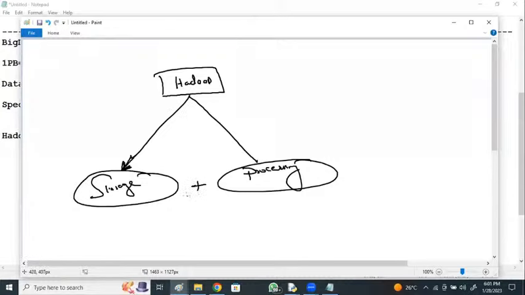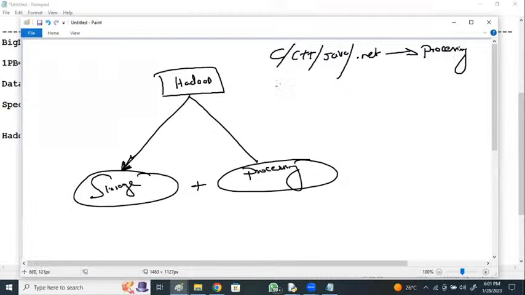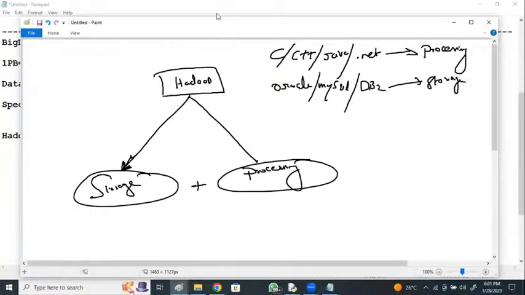Storage plus processing, right? If you talk about any technology, they perform either storage or processing. If you talk about C or C++ or Java, .NET, all these are meant for processing. And if you talk about Oracle, MySQL, DB2, all this is meant for storage. They are meant for either storage or processing, but Hadoop performs both storage and processing.